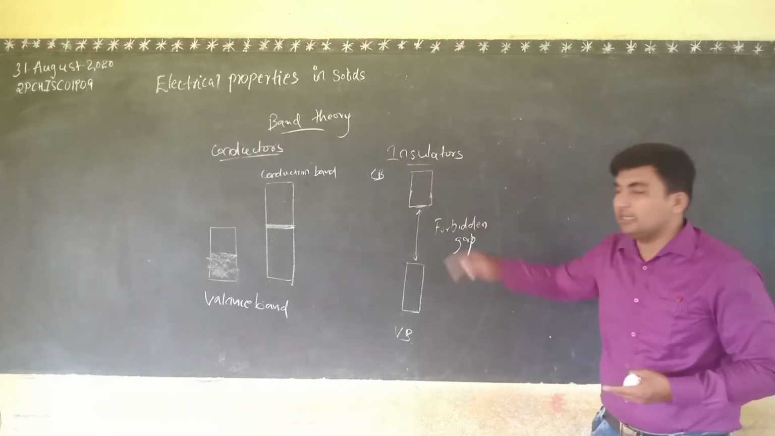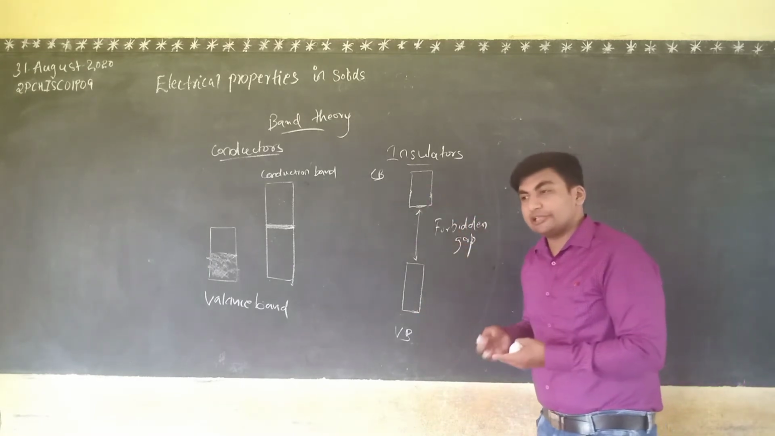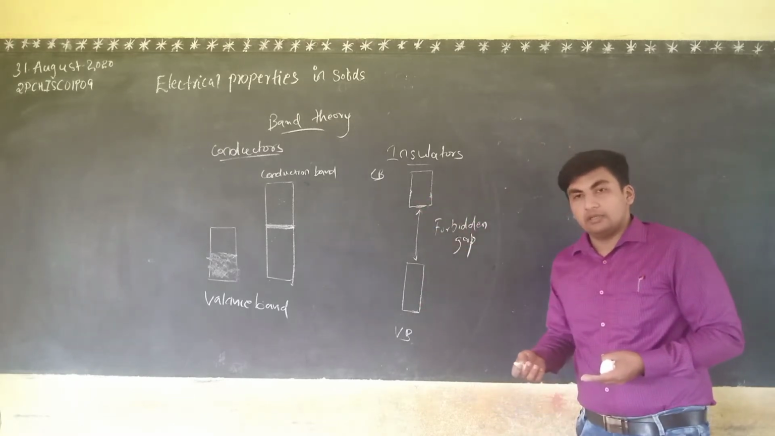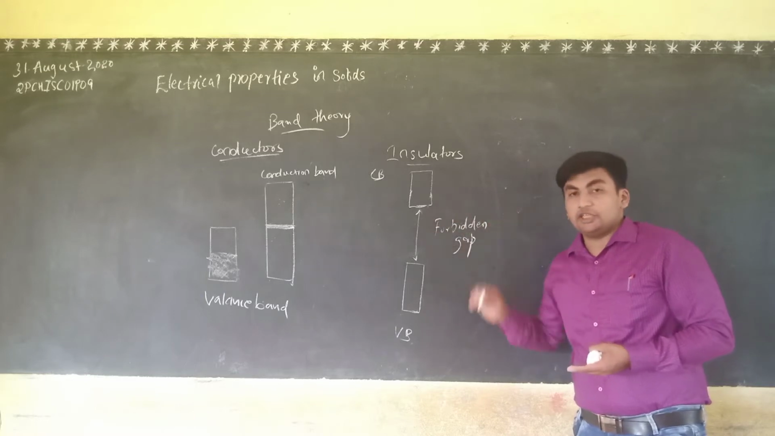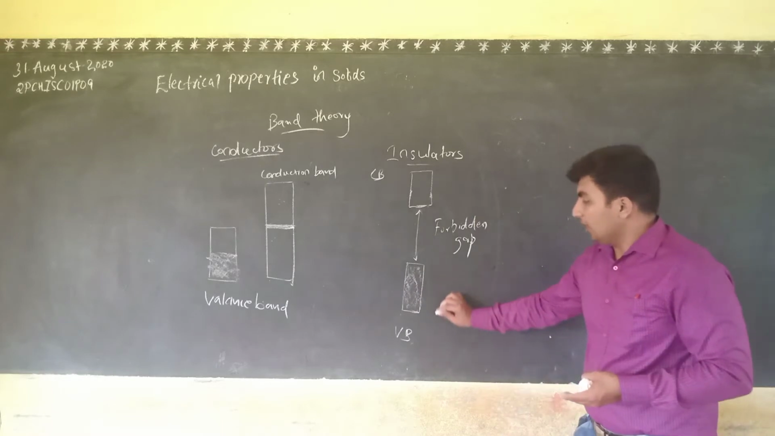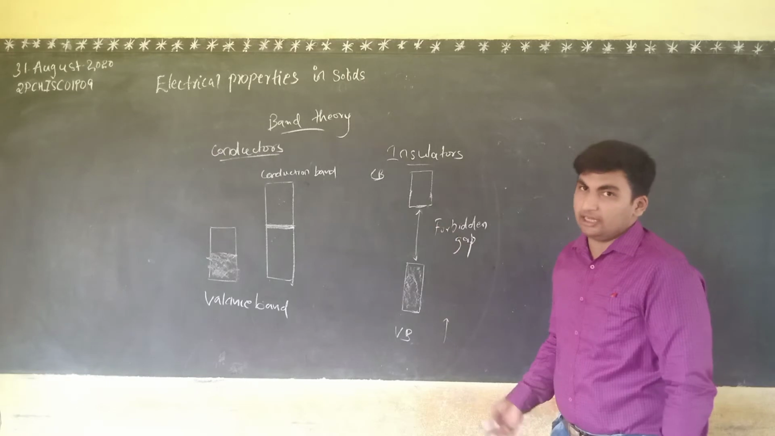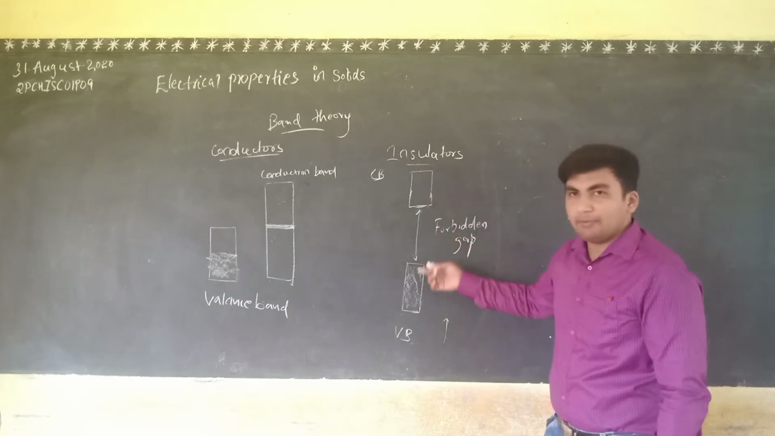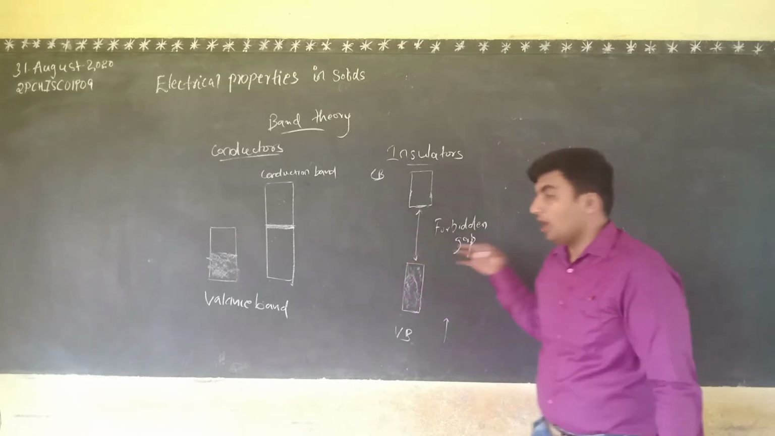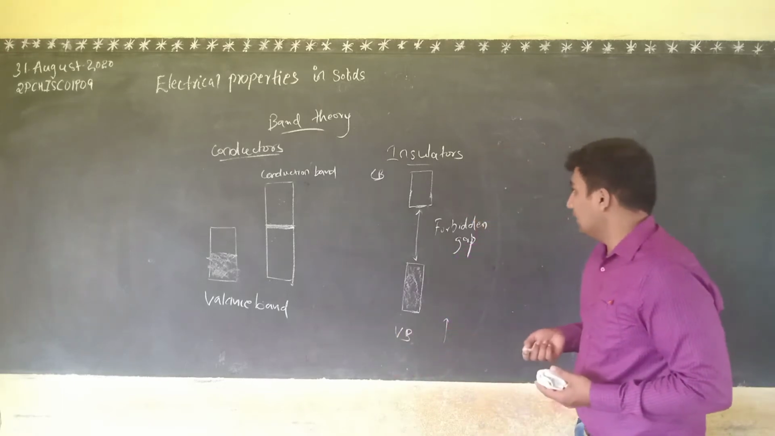The gap between the valence band and conduction band is large. So, electrons cannot jump from the valence band to the conduction band, and the valence band is fully filled. Even if we increase the temperature, electrons cannot jump to the conduction band because the gap between these two is very large compared to other types. So, it does not conduct electricity.